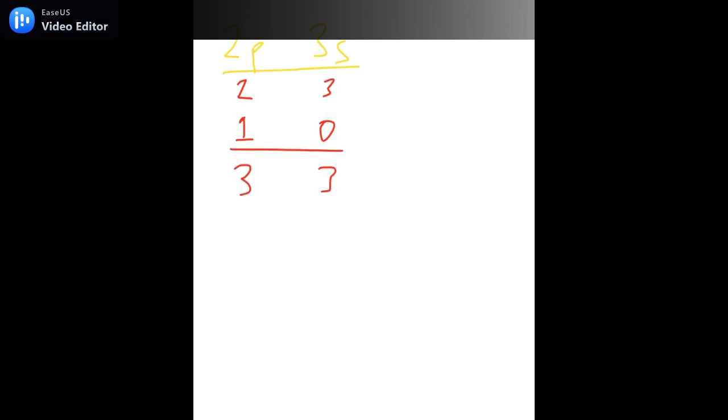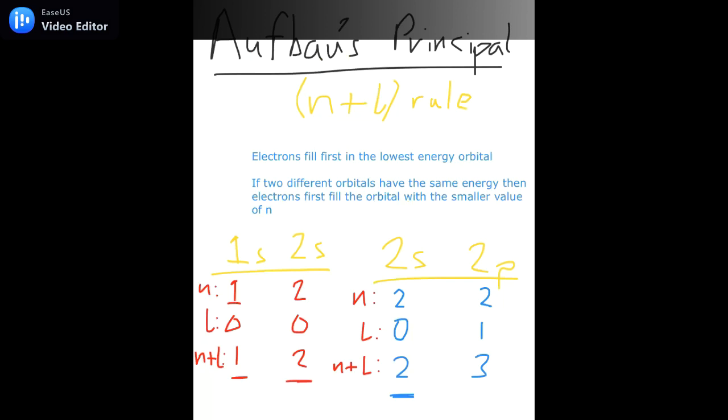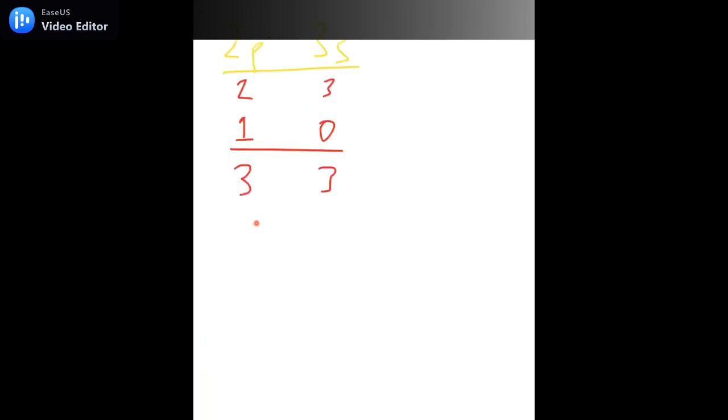So over here, as the energy is the same, what we learned earlier was that the electron first fills the orbital with the smaller value of n. So over here, the smaller value of n is of 2p. So the electron will first fill the 2p subshell and then the 3s subshell.